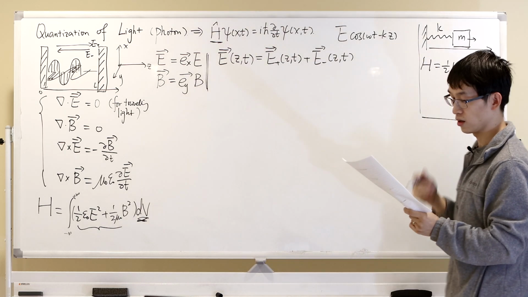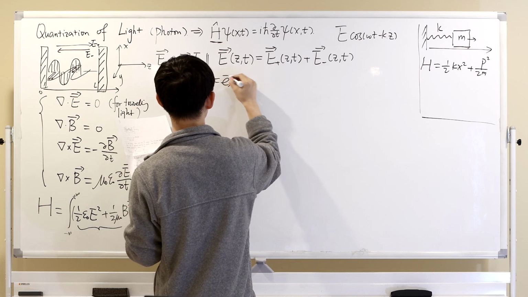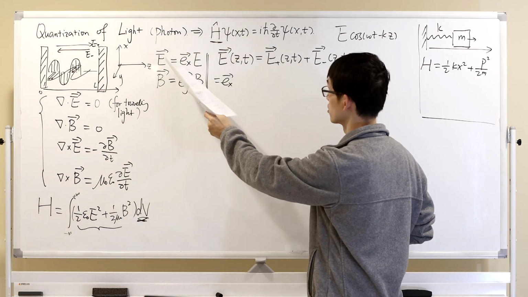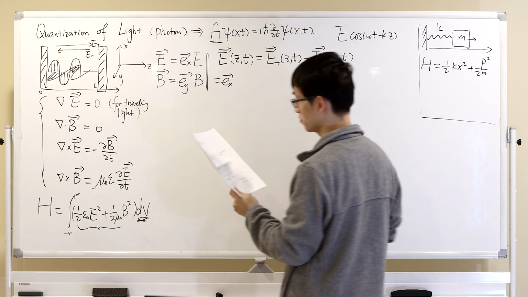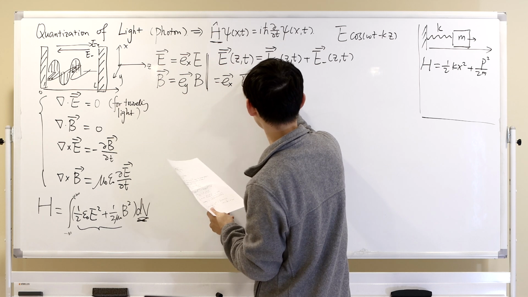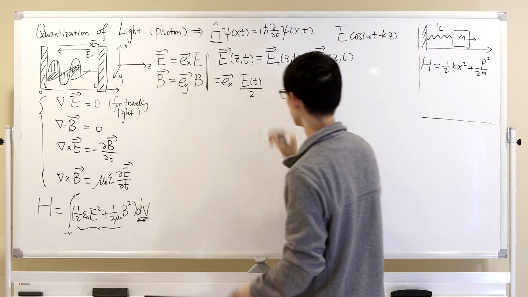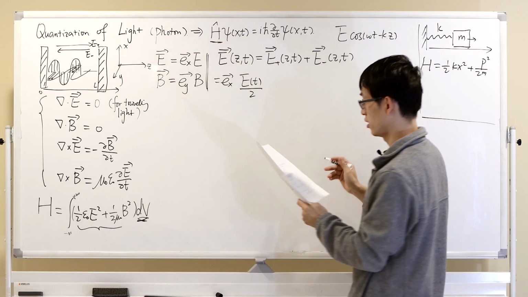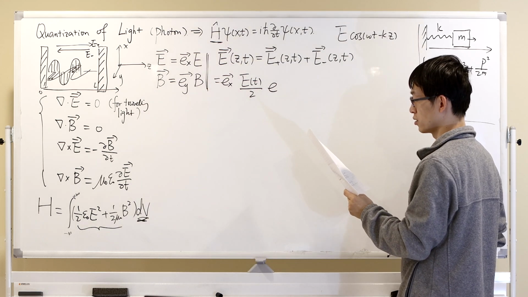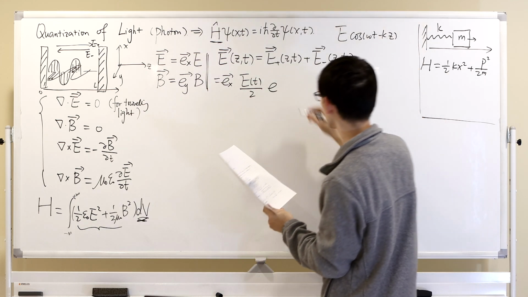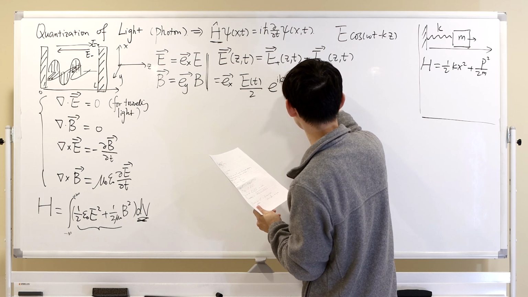The forward light can be written down as follows: first, the field is pointing in the x direction, and then we assign an amplitude to it divided by 2, just for simplicity. Then it's the frequency and the propagation: e to the ikz minus i omega t.